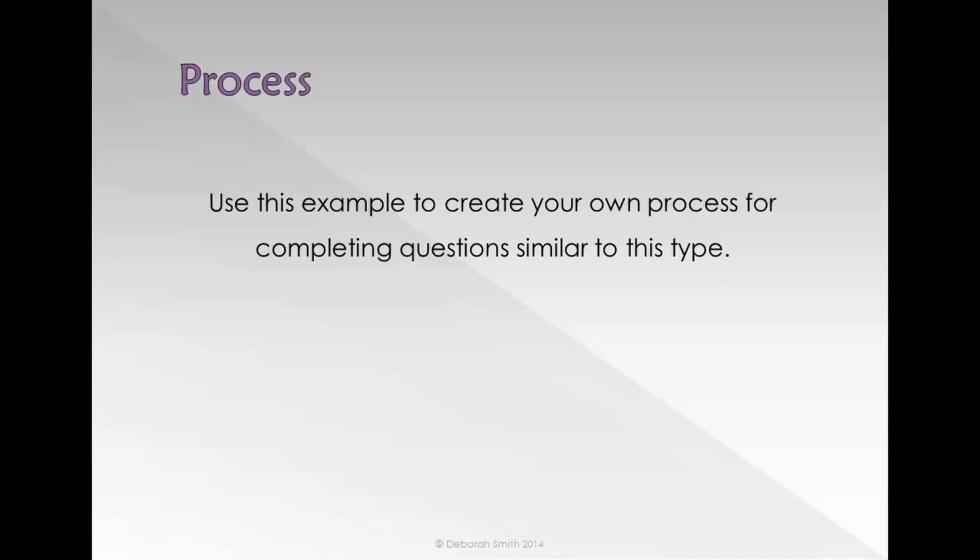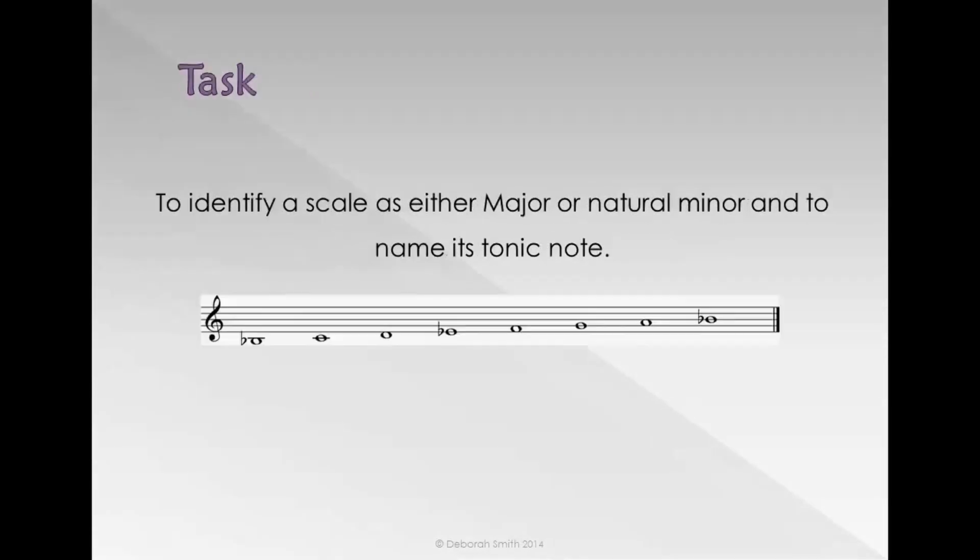This video is designed to give you an example of a process for undertaking this type of scale recognition question. You should create your own process and write it down, based on things you notice about the scales that will help you identify them. Our task is to identify this scale by its tonic, a letter name, and as either major or minor, in this case, natural minor.